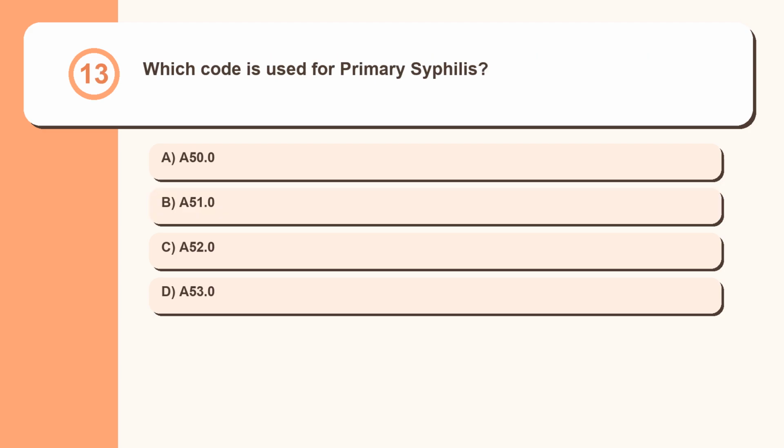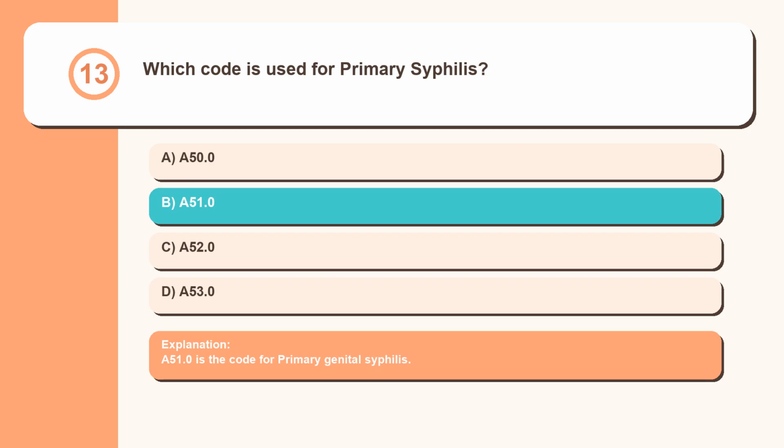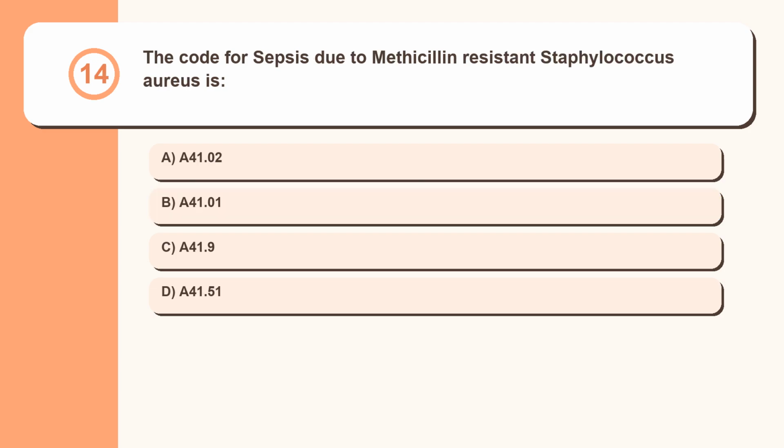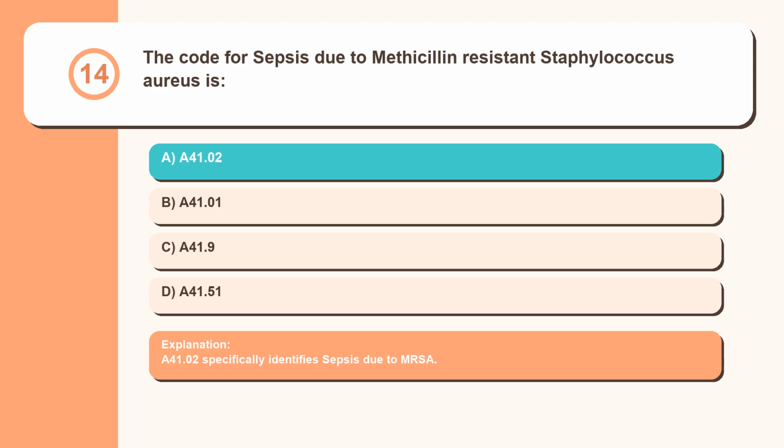Question 13. Which code is used for primary syphilis? A50.0, A51.0, A52.0, A53.0. A51.0 is the code for primary genital syphilis. Question 14. The code for sepsis due to methicillin-resistant Staphylococcus aureus is A41.02, A41.01, A41.9, A41.51. A41.02 specifically identifies sepsis due to MRSA.